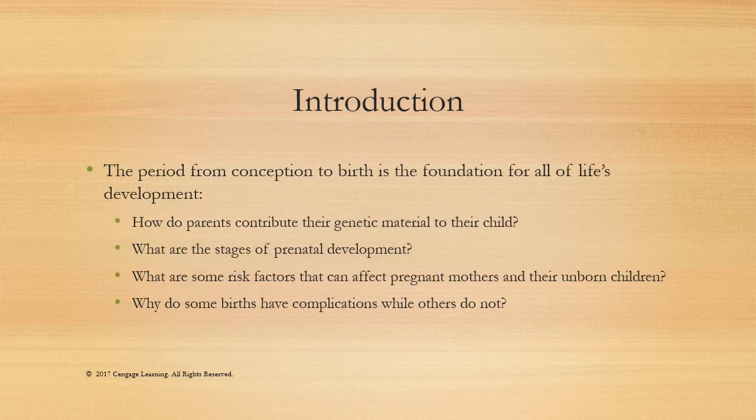So the period from conception to birth is the foundation for all of life's development. Our objectives with Chapter 2, we're going to be talking about how do parents contribute their genetic material to their child? What are the stages of prenatal development? What are some risk factors that can affect pregnant mothers and their unborn children? And why do some births have complications while others do not?